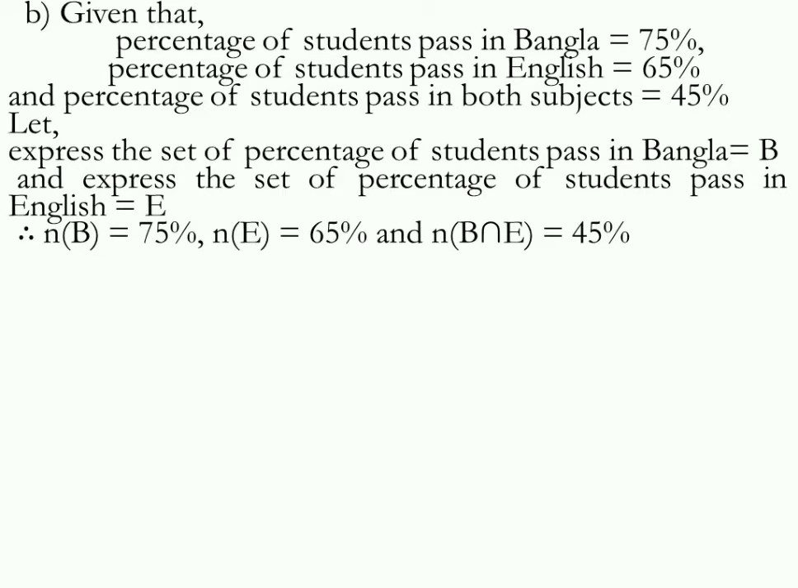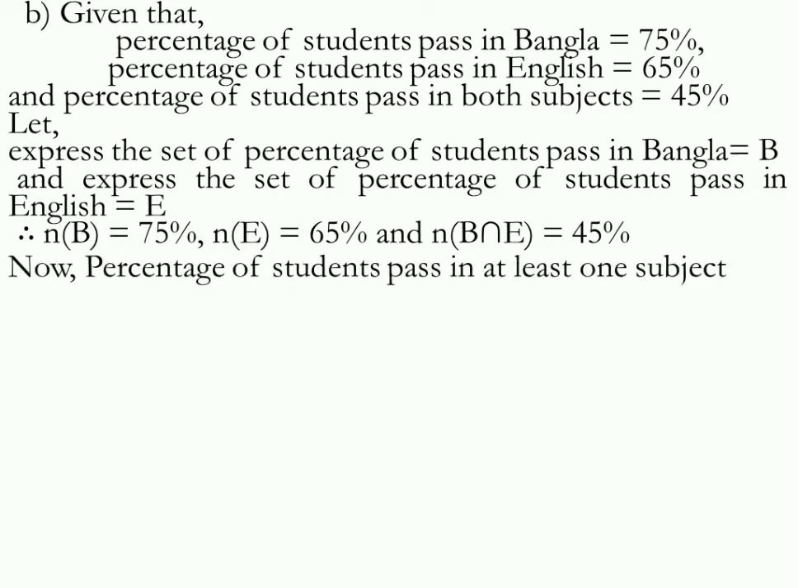Now, at least in one subject, what percentage of students pass? That should be found out first. Percentage of students who pass in at least one subject should be the number of B union E, and there was a formula like this: number of B plus number of E minus number of B intersection E. Now we have these values, just put down the values. Number of B means 75, number of E means 65, and number of B intersection E means 45.